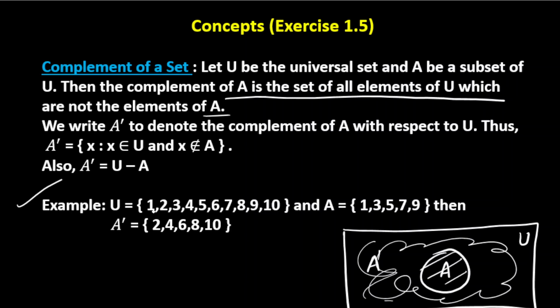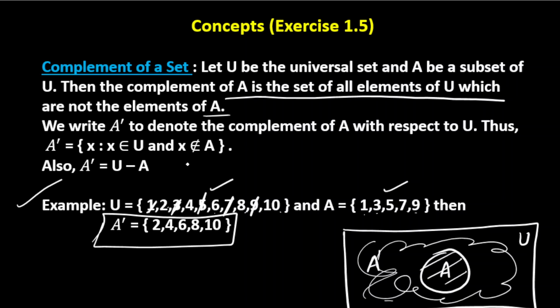So a universal set is this, 1 to 10 numbers. Then A is a set of odd numbers. So we can see here A is equal to 1, 3, 5, 7, 9. And then what will be A dash? Whatever elements are there in A, so 1 is there, 3 is there, 5 is there, 7 is there and 9 is there, we will not take those elements. Other than these elements, we are left with 2, 4, 6, 8 and 10. So this is the complement of A.